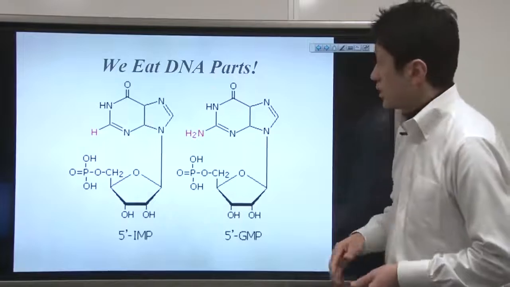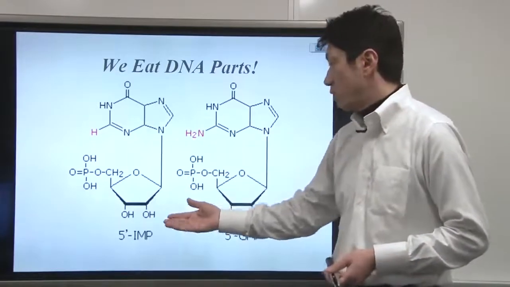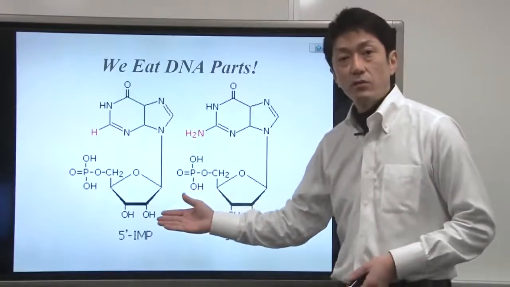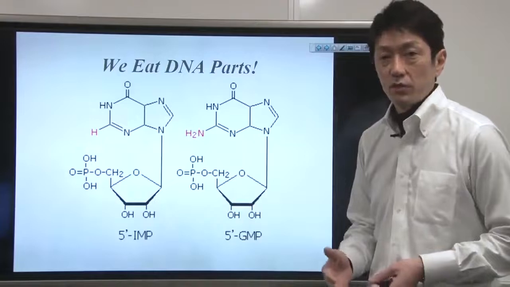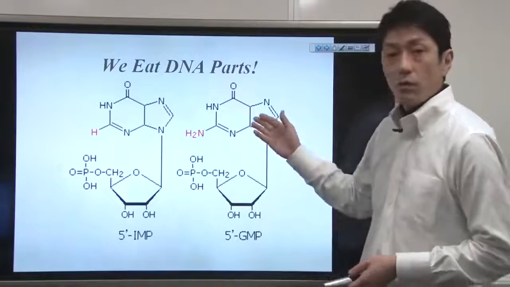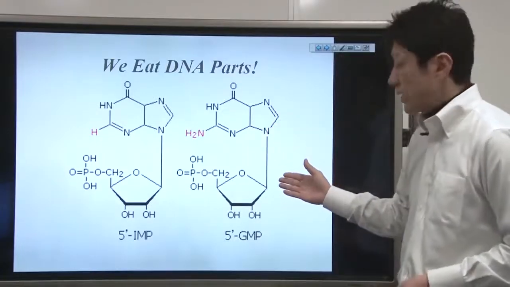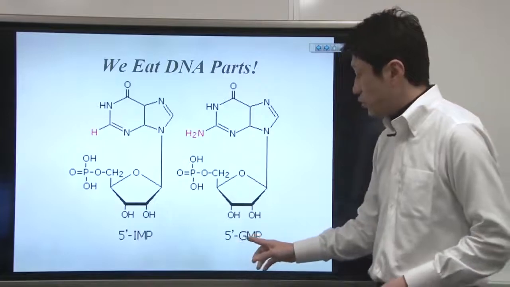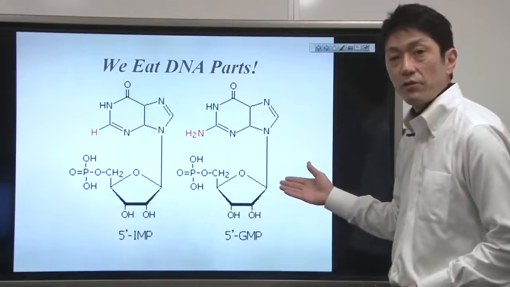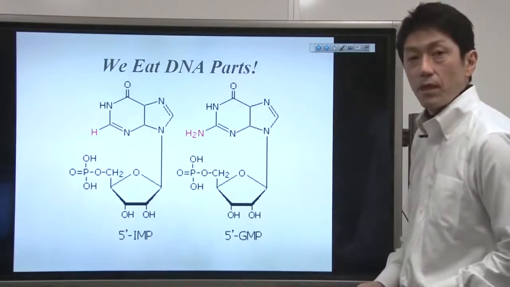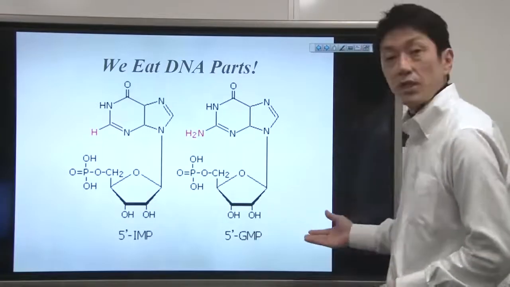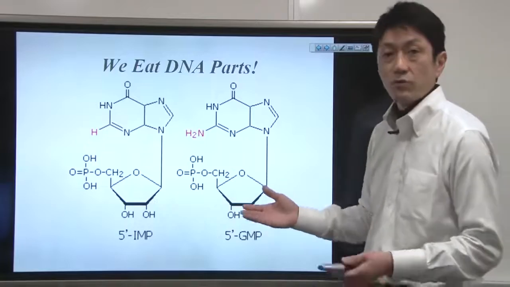The one is inosinate, what we call 5'-IMP. This is the umami ingredient of dried bonito. The dried bonito is used in Japan as a soup stock. And the other one is guanylate, or 5'-GMP. This is also an umami ingredient of dried shiitake mushroom. A dried shiitake mushroom is used as a soup stock in Japanese cuisine, or some other cuisine as well.